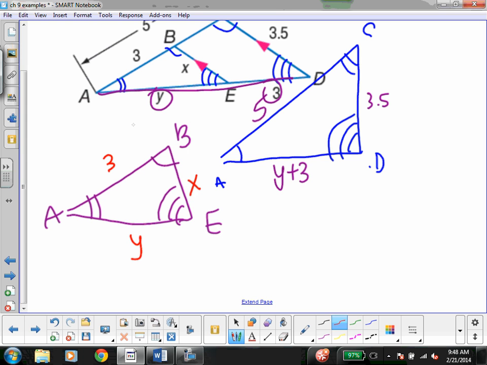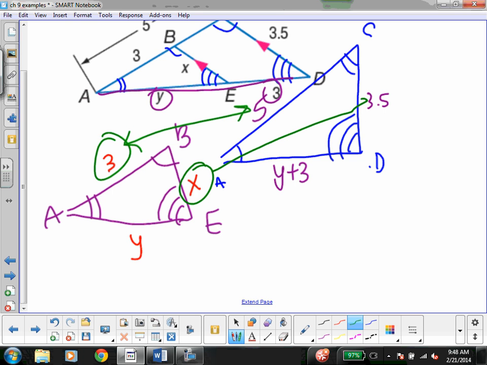Now, I can set up my proportions. 3 is going to correspond with 5. X is going to correspond with 3.5. And Y will correspond with Y plus 3. I need to find both variables. I'll start with X because it's a little bit easier.